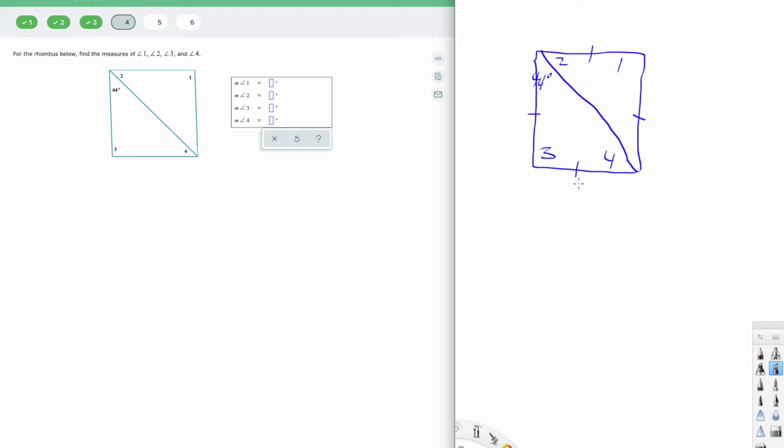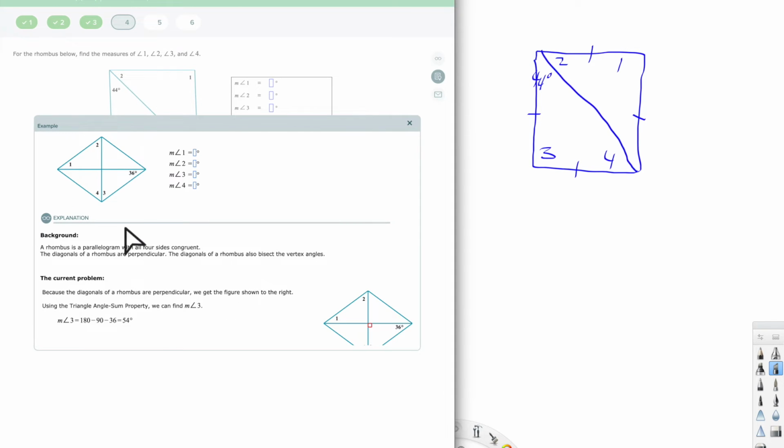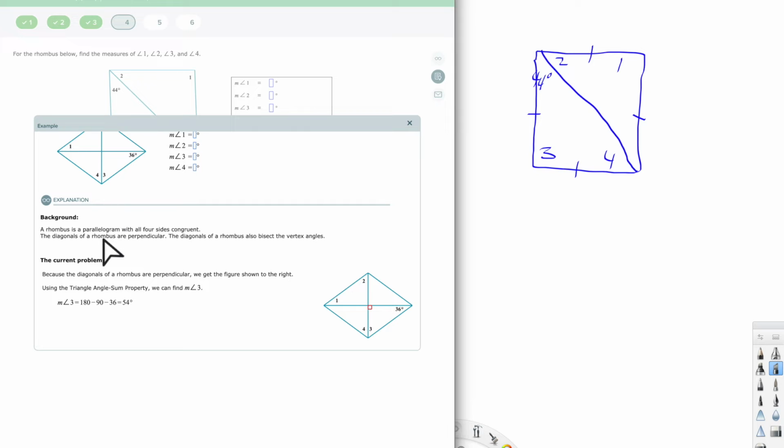All right. So with this one, we're going to go down and we're going to fill this piece in. So the other bit for a rhombus, which I'm going to go ahead and click on the example because it does tell us this in the example. The background here is it's a parallelogram of 4 congruent sides. We know that. And this one even looks like a little bit more of a squished diamond. So the diagonals of a rhombus are perpendicular. So that's another bit that we can kind of use here.